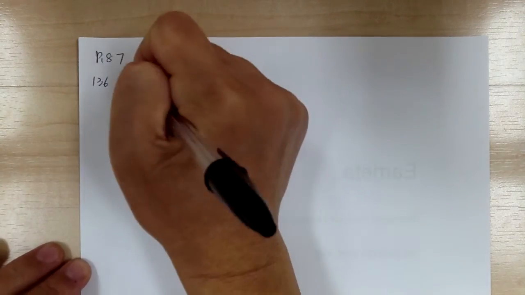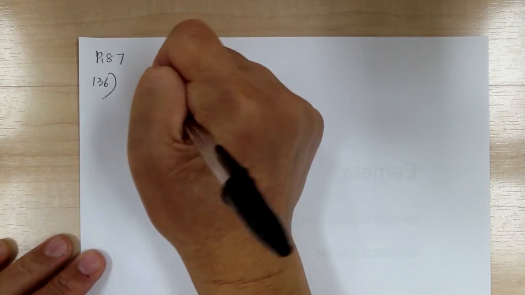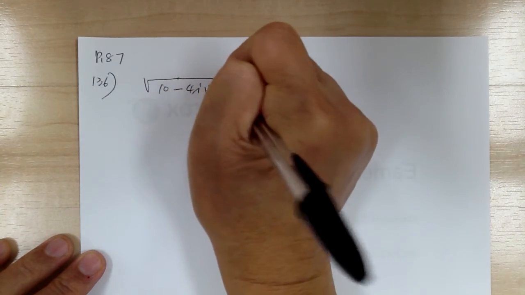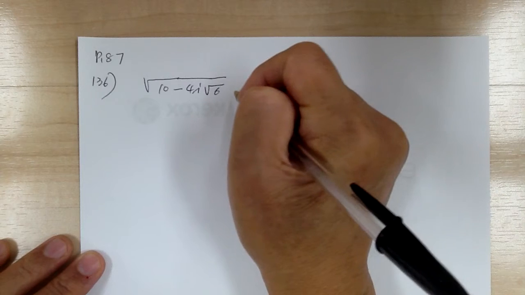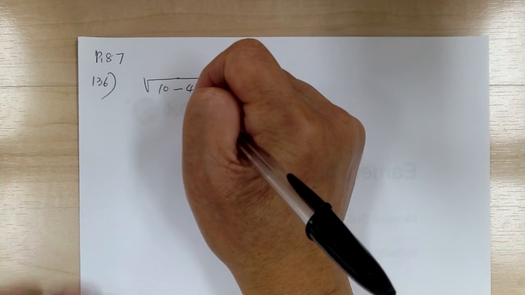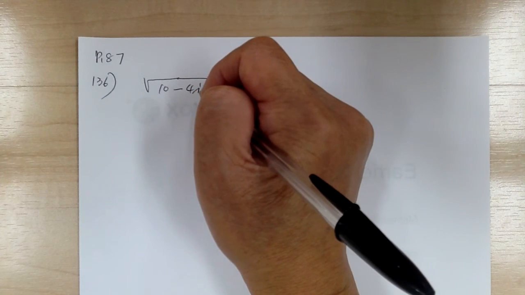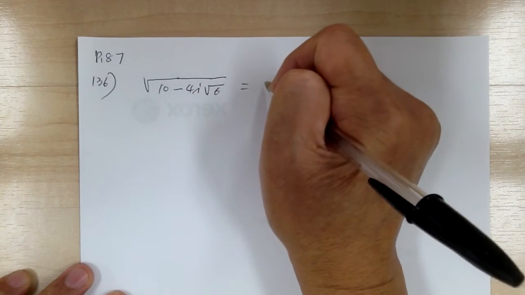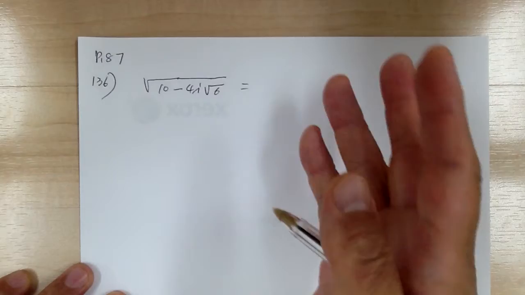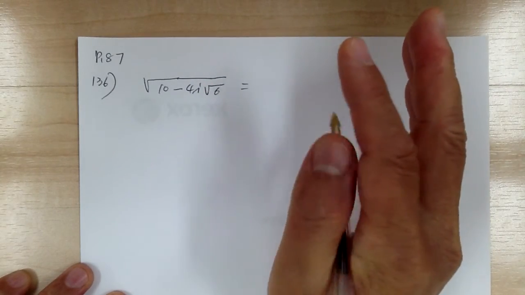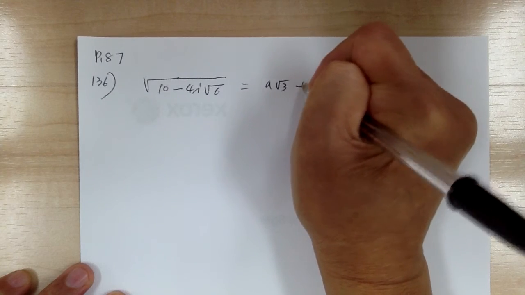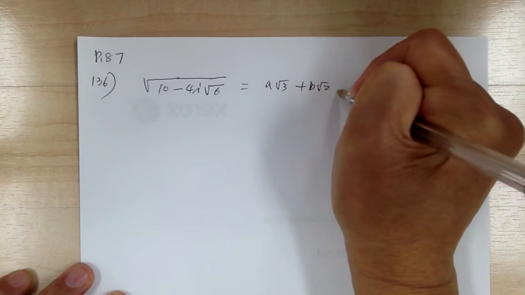You want to evaluate the square root of 10 minus 4i square root of 6. Even though you have an i, you do the same thing as the radical equation. So you want to set it equal to, again, there are different combinations, so you kind of have to try it out. You're going to have a square root of 3 plus b square root of 2i.